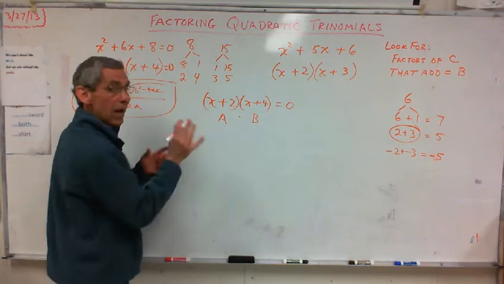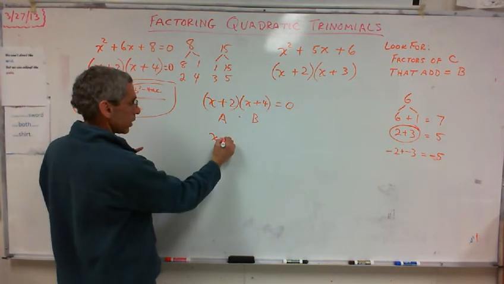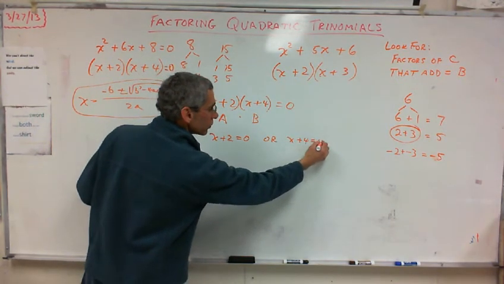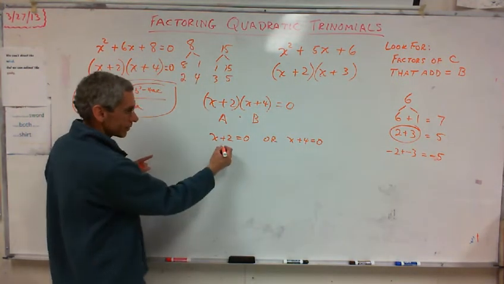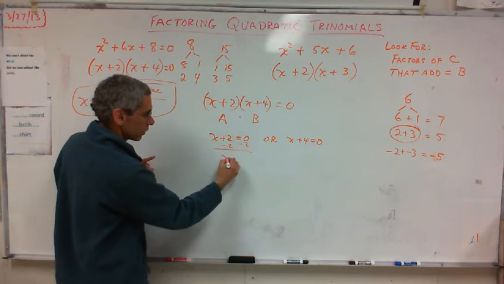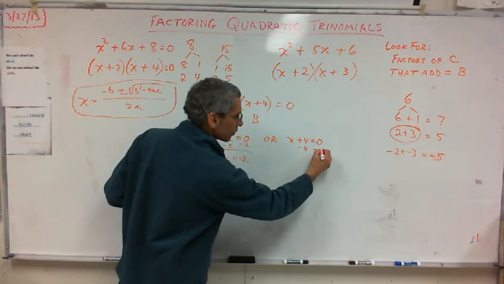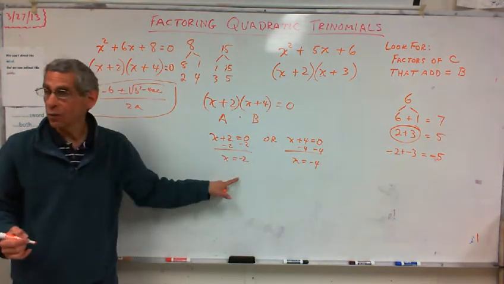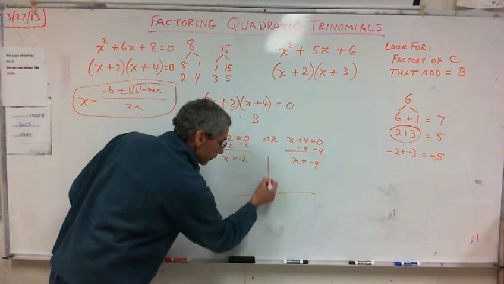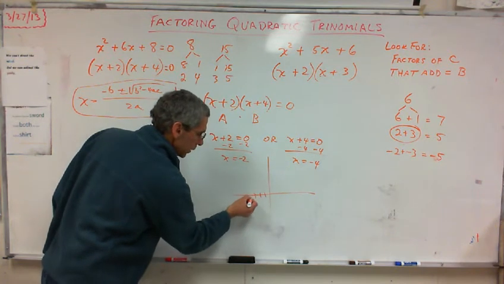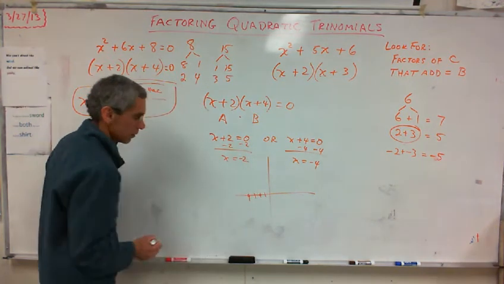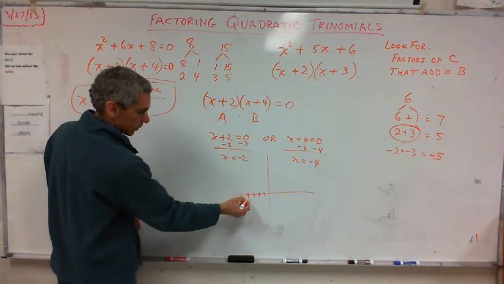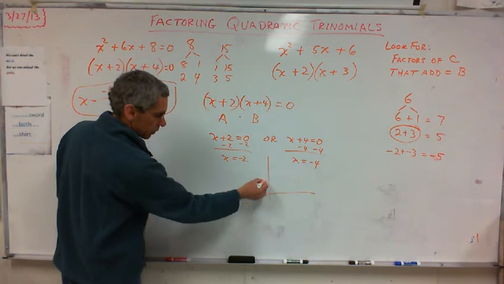So I could write them two different ways. I could do x plus 2 equals 0, or x plus 4 equals 0. So then x would either have to equal -2 or -4. Subtract 2, x would equal -2. Subtract 4, x would equal -4. So that is actually where it crosses your x-axis, right? 1, 2, 3, 4. It's going to cross here and here. So I know the parabola, since it's y equals x squared, is probably going to look like this, see?